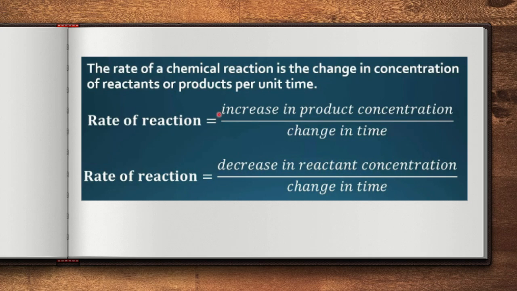So the actual textbook definition is the rate of a chemical reaction is equal to the change in concentration of reactants or products per unit of time. And that unit of time can be anything, which we'll have a look at in a minute. So you write it as two equations. It's either the increase in concentration of product over time, or it's the decrease in reactant concentration over time.